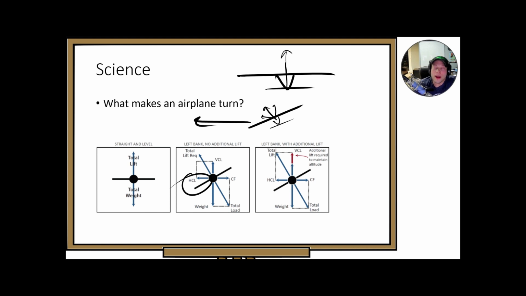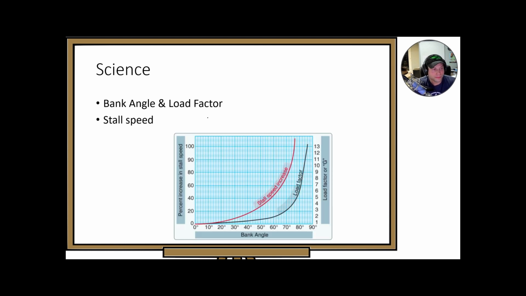Right? Now, as we roll into this turn, we convert some of our vertical lift to horizontal lift, and so we're going to lose a component that we need to stay at altitude. So this extra lift here, we're going to need to account for it using trim or back elevator pressure or power or something to get us to stay at our altitude.